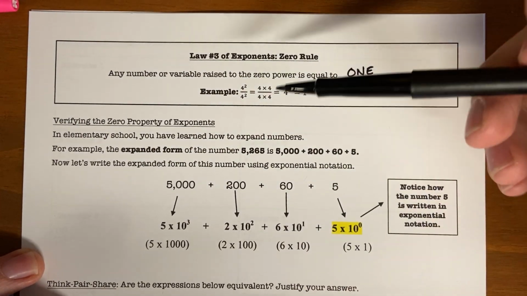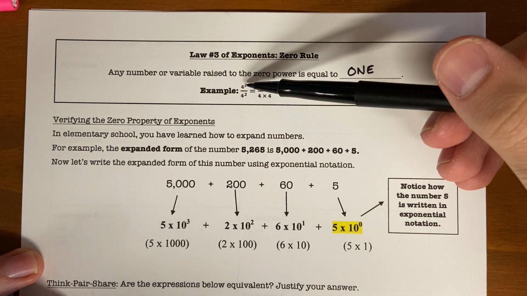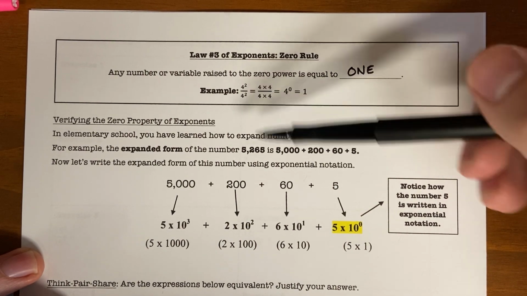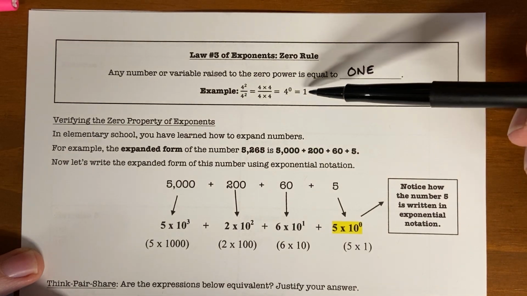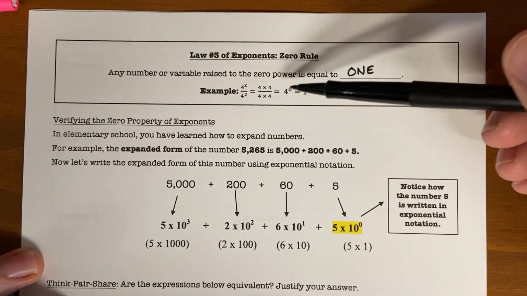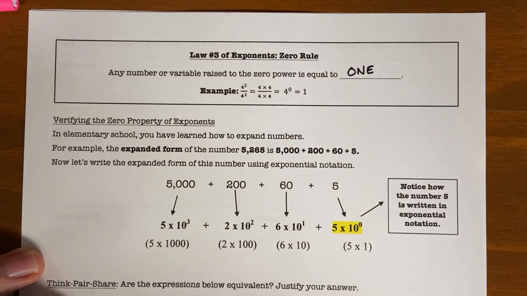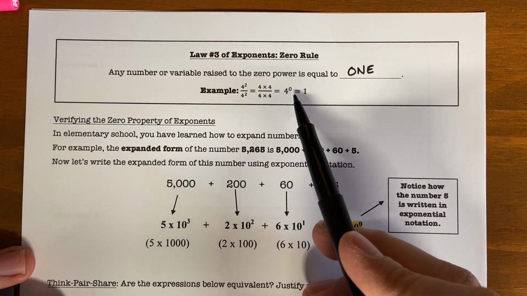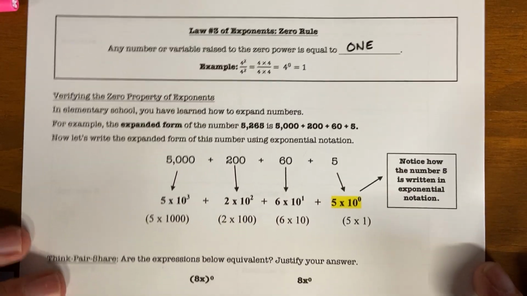Okay? Think about why. If I'm dividing something by its equivalent expression on the bottom, right, 4 squared divided by 4 squared, I'm going to get the answer of 1. And if I subtract 2 numbers by itself, I'm going to get an exponent of 0. So 4 squared divided by 4 squared would be 4 to the 0 power, which equals 1.